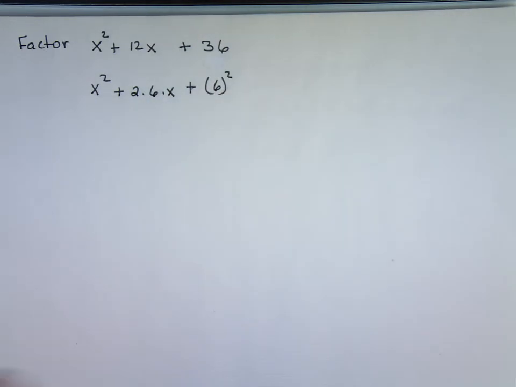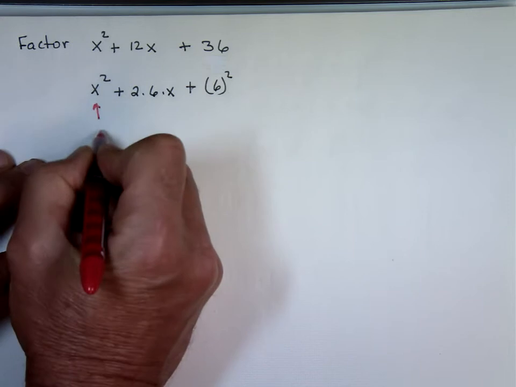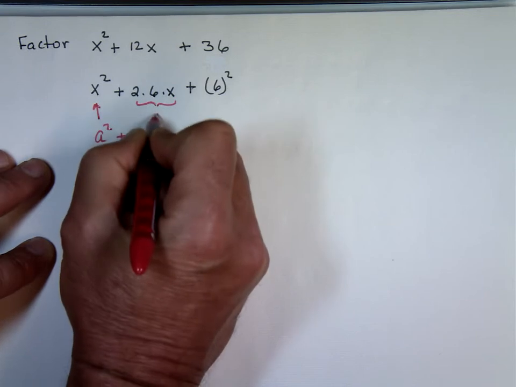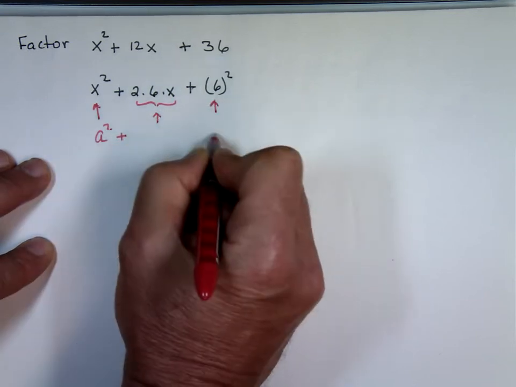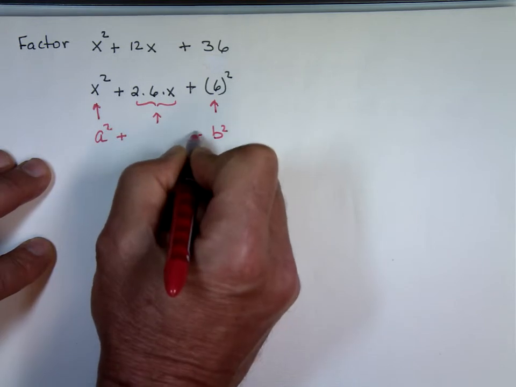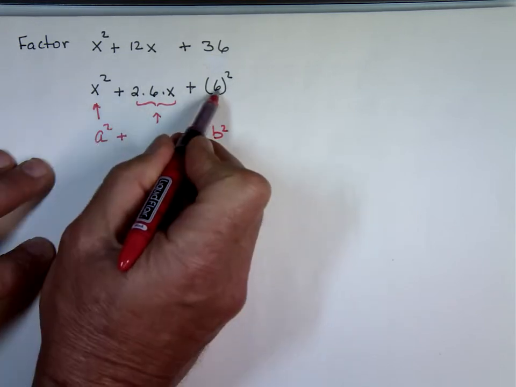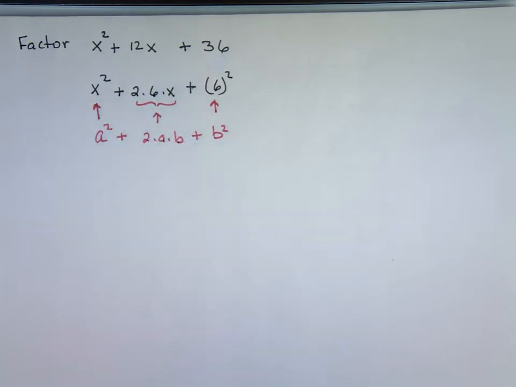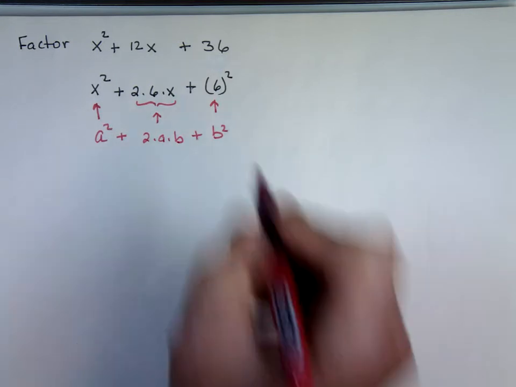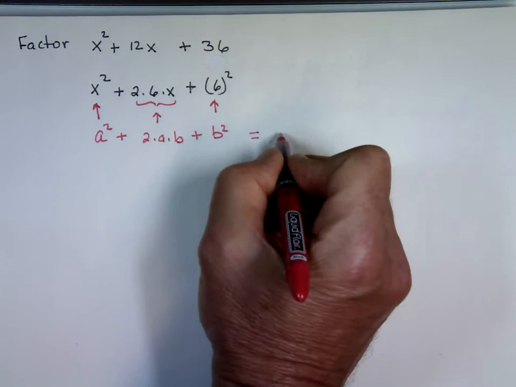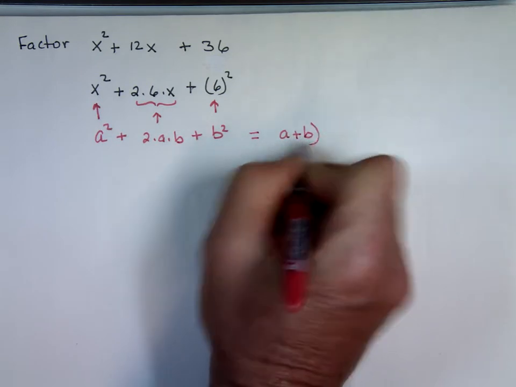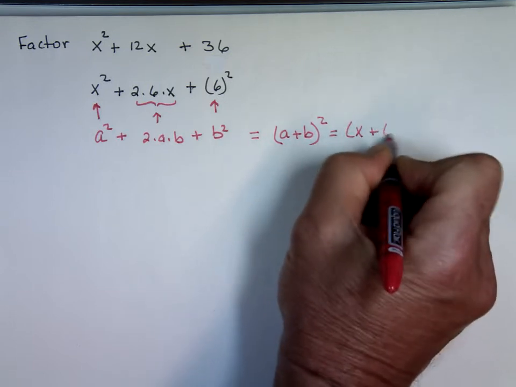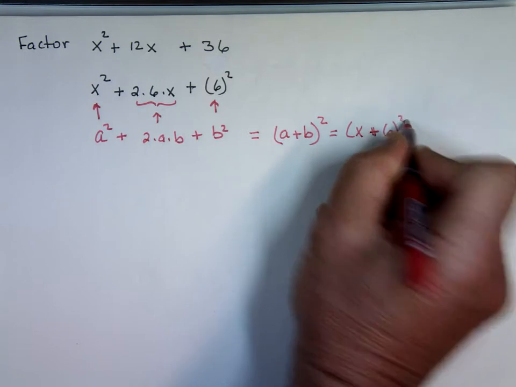And now when we try to match it with the special form, this is a squared. This is b squared. And this is 2 times b times a. So that fits the format. Since that's a plus, that's actually a plus b squared. And since a is x and b is 6, x plus 6 squared.